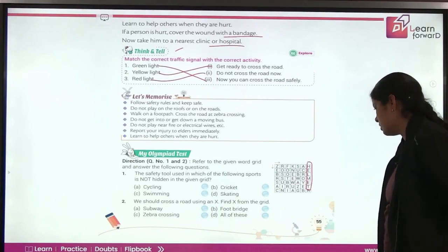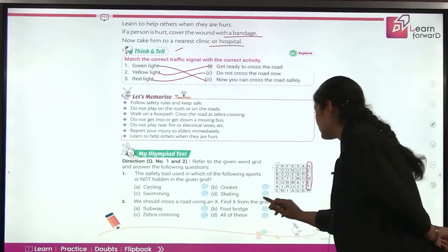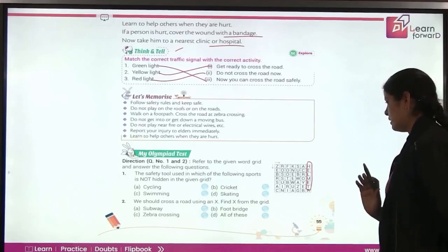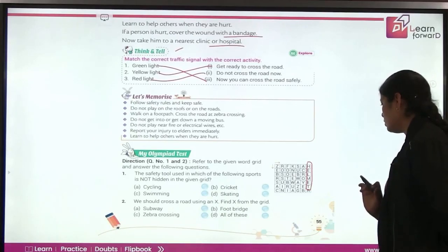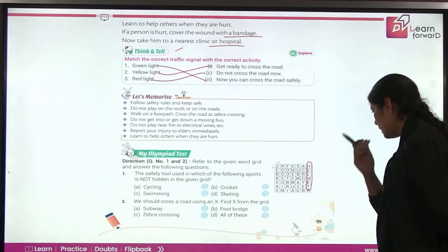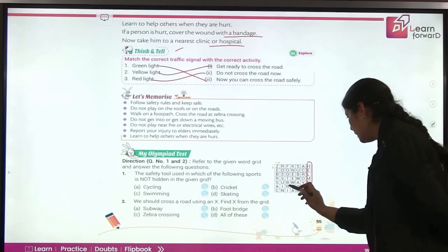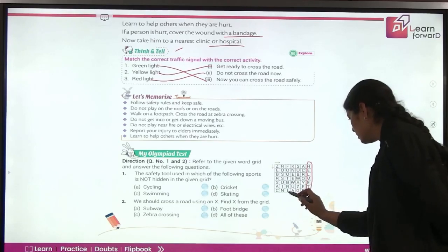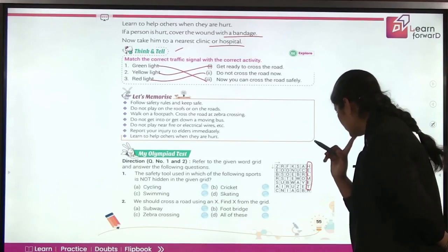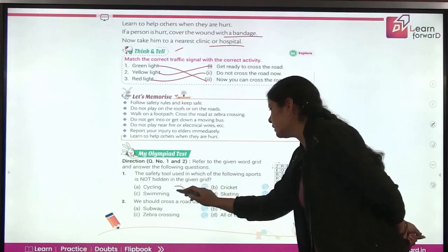Swimming. Sorry, skating. Even cycling and skating both can have this helmet as its thing. Now for swimming we use a tube, or a floaty. Air bag. Where is it? Okay, let's see. Let's leave this question. We'll do it later on.